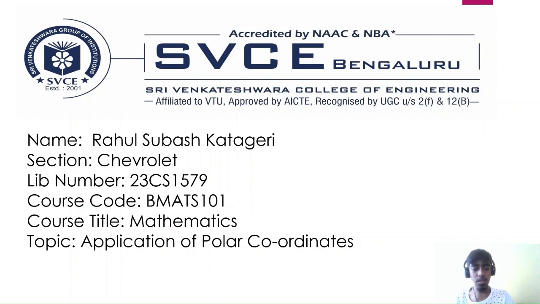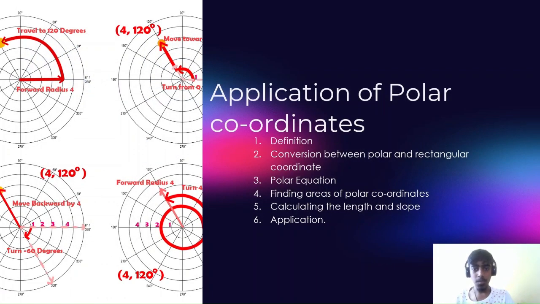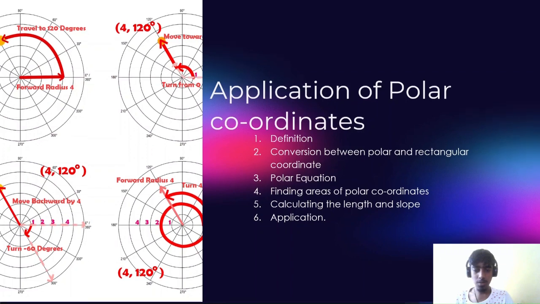Today I am going to take the subject mathematics. Subject code is BMATS 101. The topic is applications of polar coordinates. In applications of polar coordinates, we are going to see the definition, conversion between polar and rectangular coordinates, third one is polar equations. Next one is finding areas of polar coordinates, calculating the length and slope of the polar coordinates, and applications where it is used.